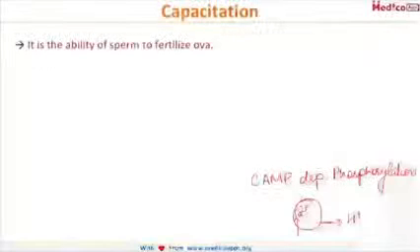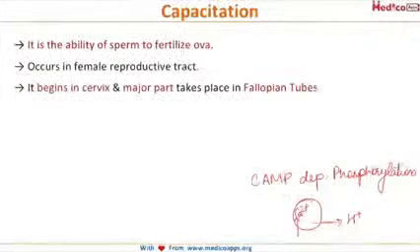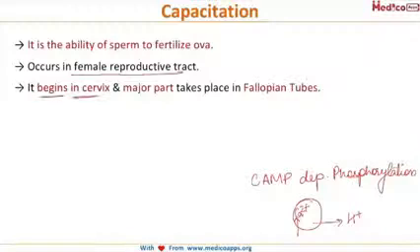First of all, when the sperm enters the female reproductive tract, these sperms are not capable of fertilizing the ova. So the process which makes these sperms capable of fertilizing the ova is called capacitation. And where does it occur? It occurs in the female reproductive tract. Begins in the cervix and the major part takes place in the fallopian tubes. So majorly capacitation occurs in the fallopian tubes.